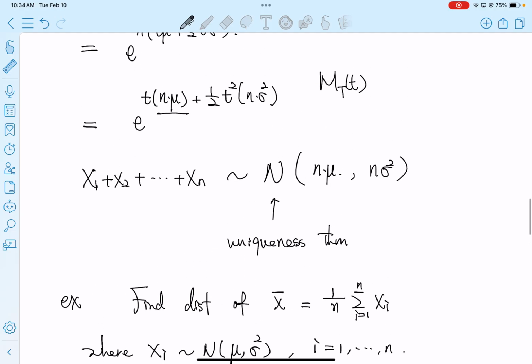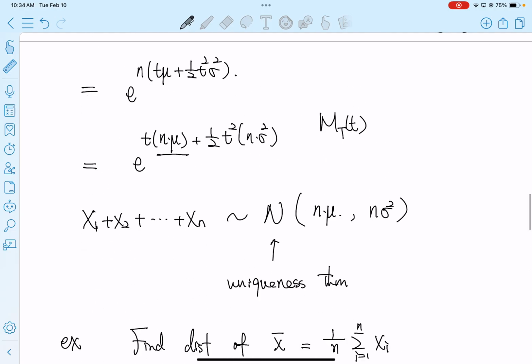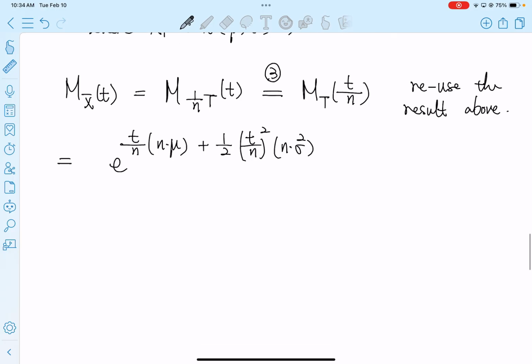Okay, and then the variance for the random variable T is n multiplied by sigma squared. So bring in n multiplied by sigma squared. Okay, so that is the moment generating function for the average, or the x bar. Now let's further simplify that.